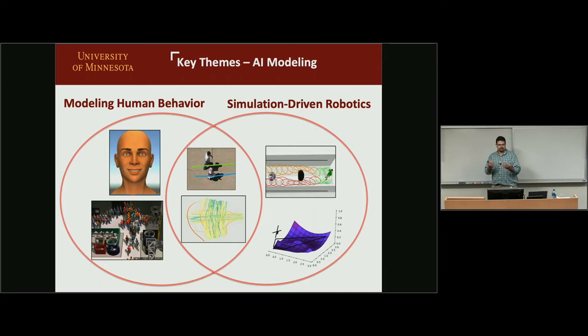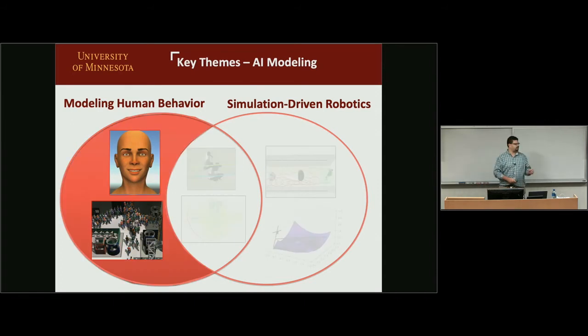So my work gets dichotomized into two areas. Part of it is thinking about how we can model humans effectively, and part of it is thinking about how we can use simulation to improve robots. And of course, you'll see an obvious overlap there, where we use our models of humans to better simulate robots interacting with them. So let me take just a few minutes to talk about some pure human modeling, and then I'll save the bulk of the talk for robotics.